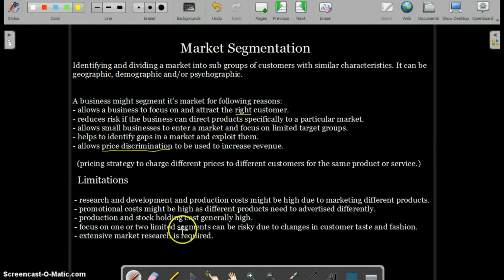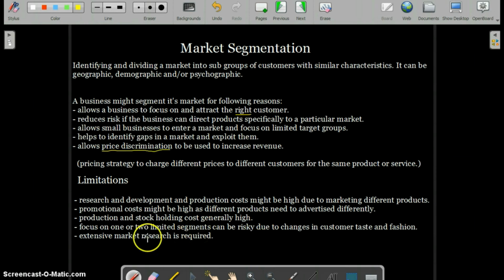And then there's production and stock holding cost, which is generally high, because you're not making one particular product, you're making different types of products, and you might have to store them in different warehouses, due to which your stock holding cost will increase. And if your focus is on only one or two limited segments, this can be risky, as we discussed in niche market, due to changes in customer taste and fashion.